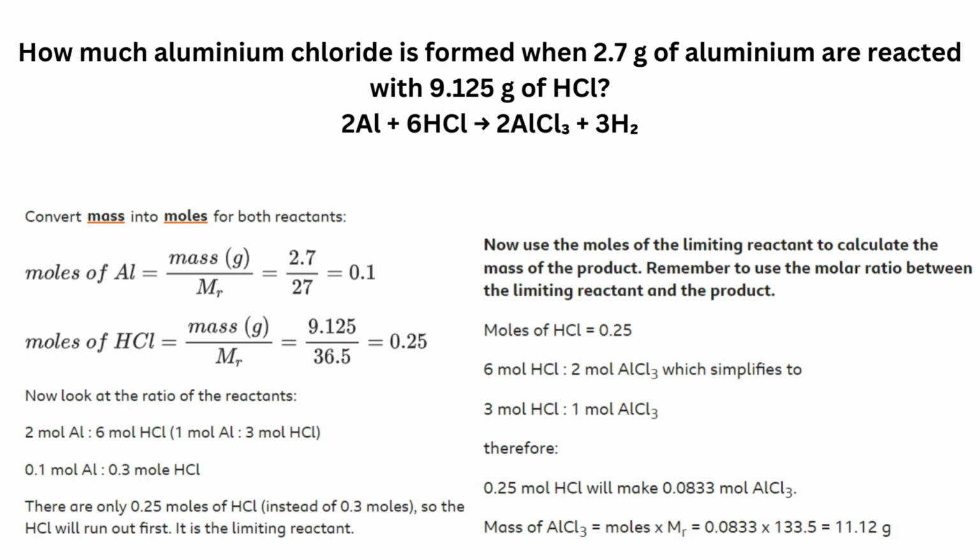Example: how much aluminum chloride is formed when 2.7 gram of aluminum are reacted with 9.125 gram of HCl. 2Al plus 6HCl gives 2AlCl3 plus 3H2. The steps are given over here. First, convert mass into moles for both reactants. Now use the moles of the limiting reactant to calculate the mass of the product. Remember to use the molar ratio between the limiting reactant and the product. And hence you can find out the mass of aluminum chloride.